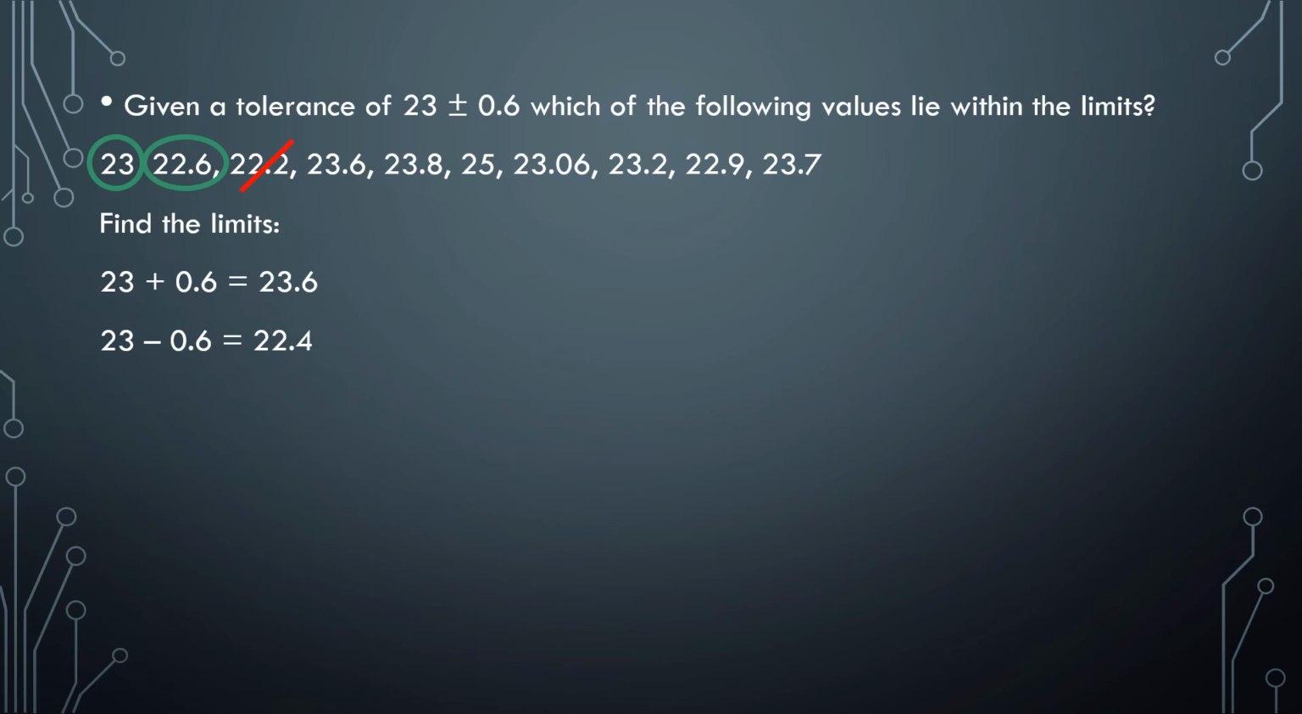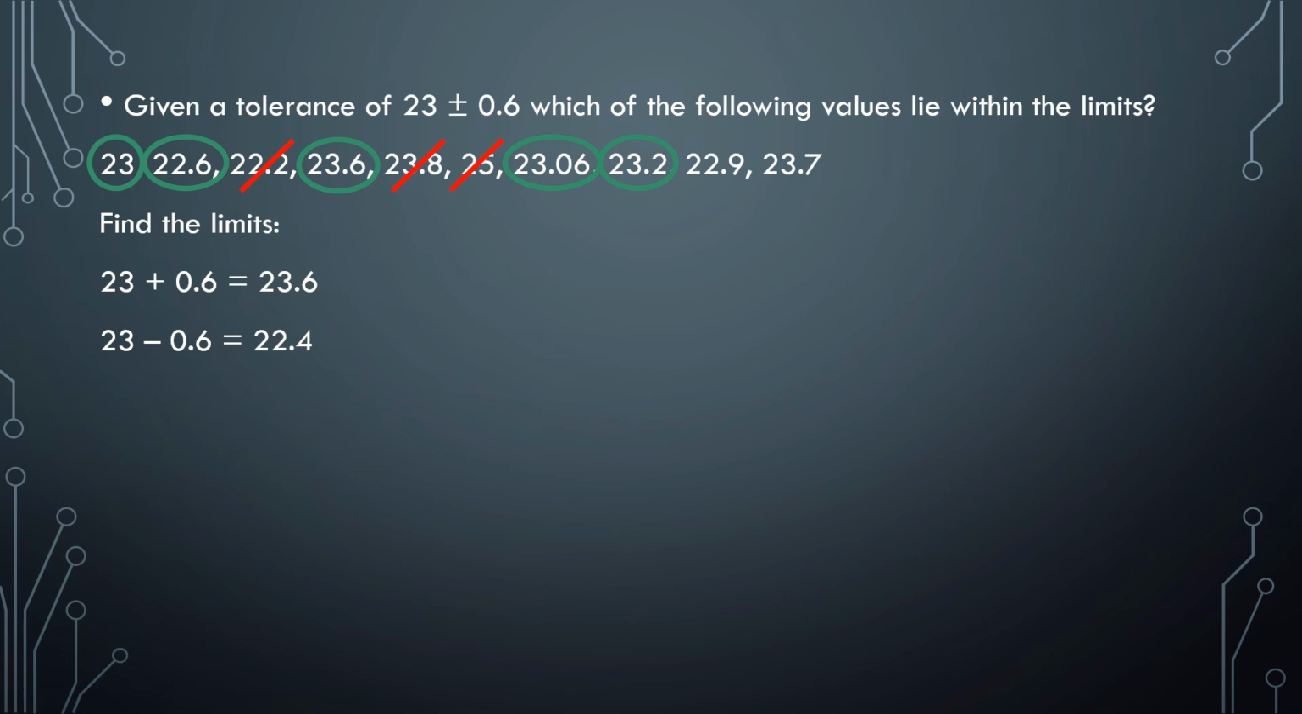23.6 is the absolute uppermost value of our limits, and so when we found these limits, we will take those numbers. So it's inclusive of them, but nothing more than that. So 23.6 can stay. If 23.6 is the absolute most, then 23.8 is too much, and 25 is too much. 23.06. Okay, again, that's 23 with just a tiny little bit on, so that one's good to stay. 23.2, that one can stay.